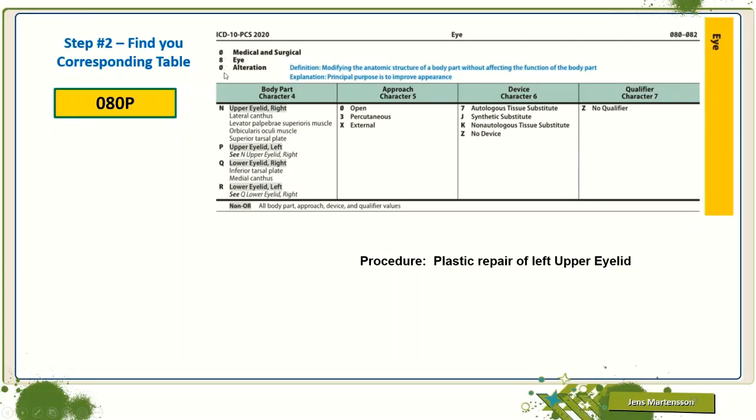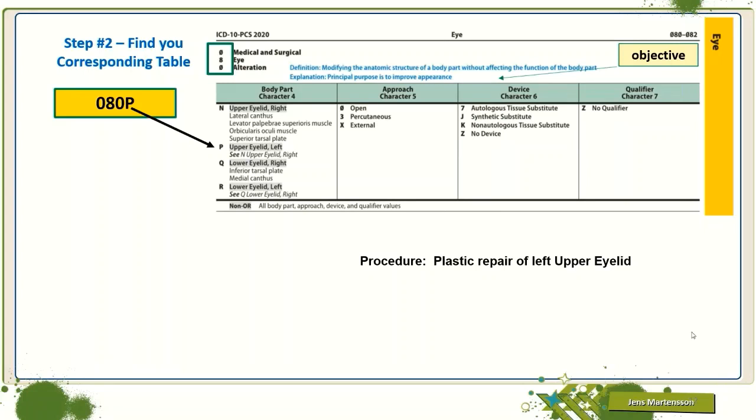Here it is, 080. Medical and surgical, eye, alteration, the first 3 characters. And keep in mind, coders, this blue definition here is your definition. So you can always check and make sure that you have selected the correct table. And if you didn't know, the definition and the objective of the procedure are synonymous. They are the same. So let's read the definition of plastic repair of left upper eyelid.